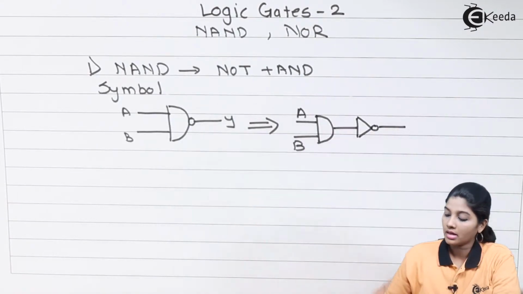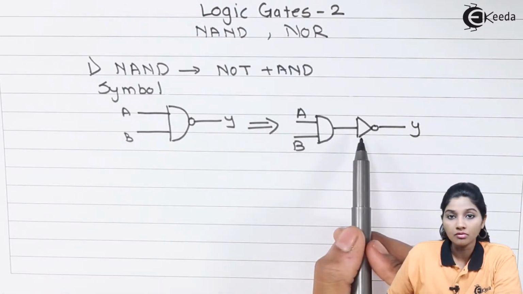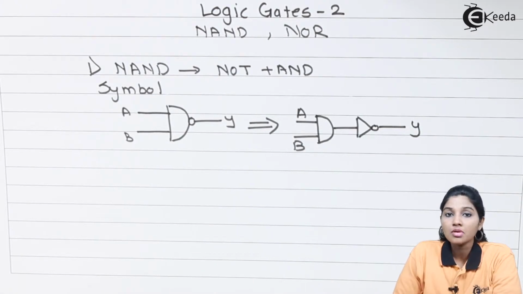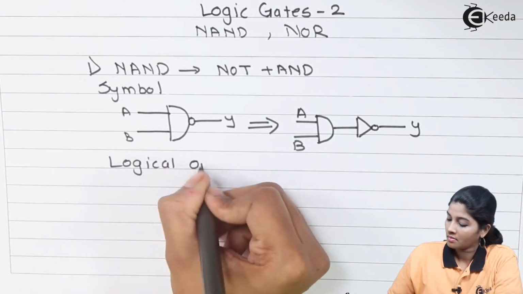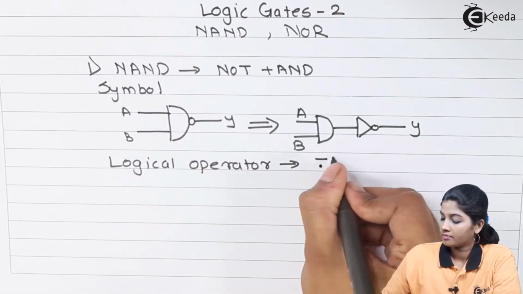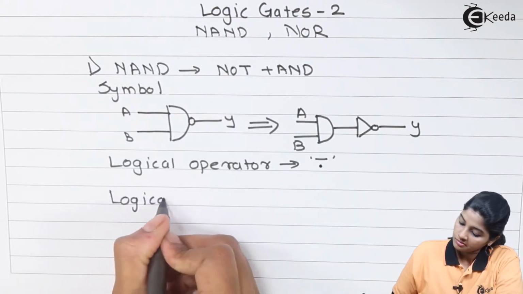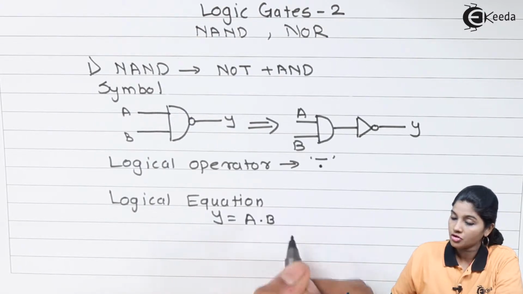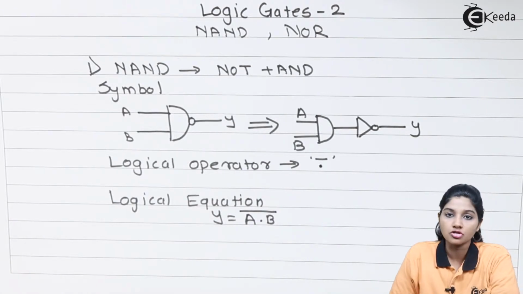the two inputs A and B, and the output of AND is given to the inverter or NOT gate, which provides output Y. The logical operator that is used for representation of the NAND gate is nothing but a dot operator along with a bar operator. So the logical equation for NAND gate is given by Y equals A into B, which represents the equation of AND gate, and bar, which is nothing but the inverted version, that is NOT gate.